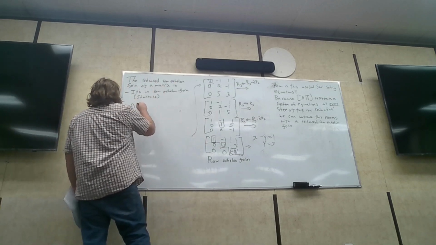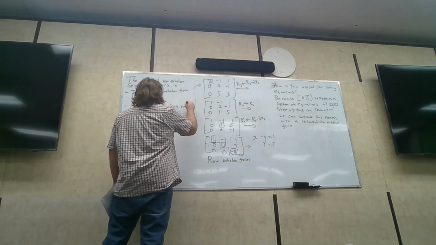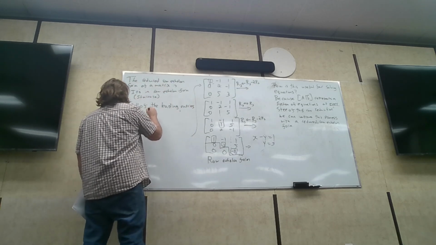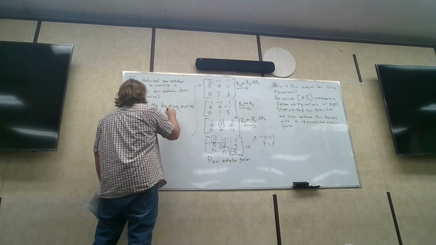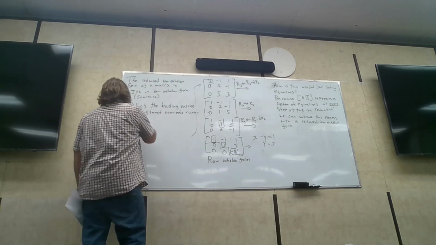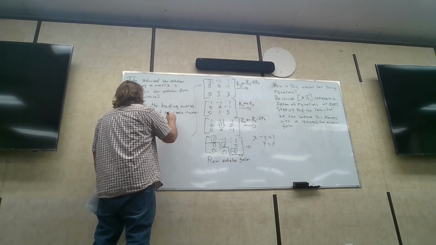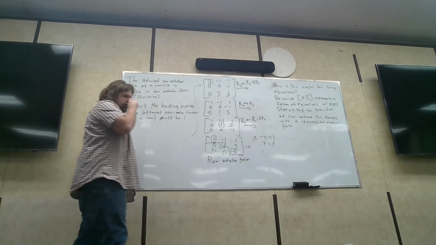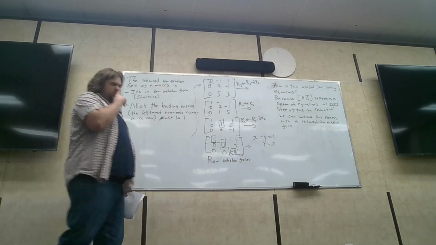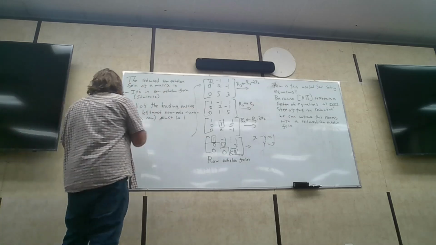So all of the leading entries, the leftmost non-zero number in a row, must be 1. And we can always do that, right? Because we can multiply or divide these rows by anything we want. So we can always guarantee that that thing's a 1 at the very end. We just divide by whatever number we need.